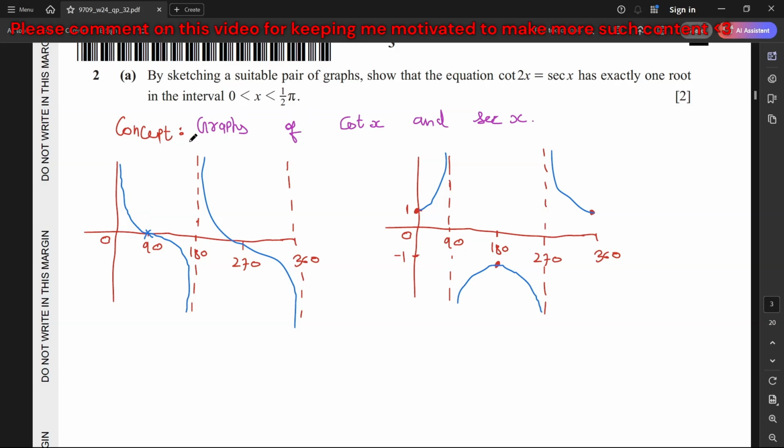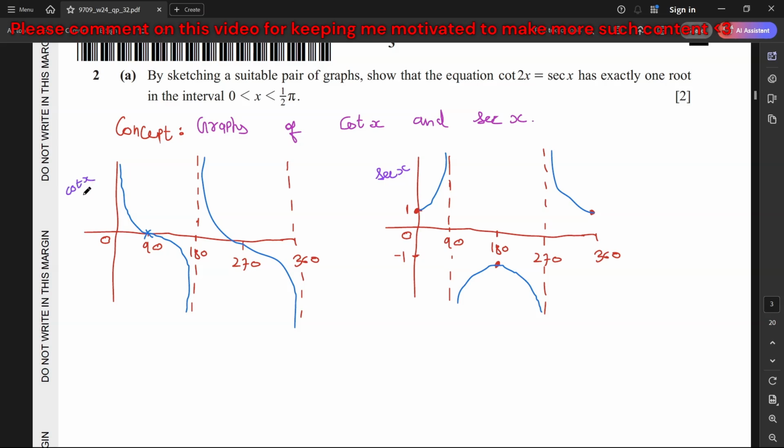And for this, the concept that is required is, obviously, you need to know the basic graph of cot x that is going to be given on the left side. I'll just mark it. This is for cot x and this is for sec x. So if you're aware of the basic graphs, then plotting these two graphs is pretty simple. And let's say, for example, in an examination, you are forgetting how the graph is going to look, and even if you're not aware of the shapes, then what you can do is you can just plug in.